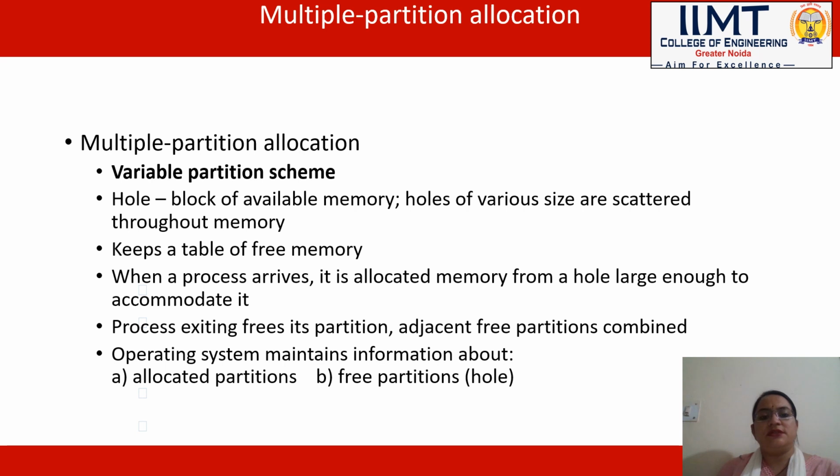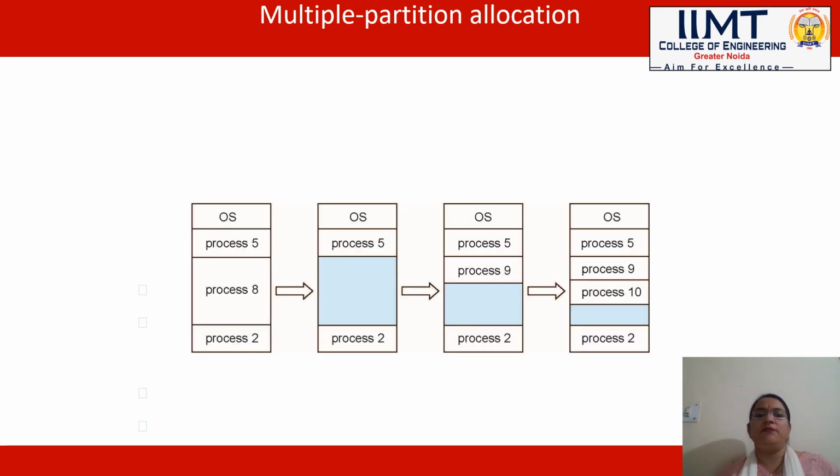Multiple partition allocation, variable partition scheme. The whole block of available memory has holes of various sizes scattered throughout memory. The operating system keeps a table of free memory. When a process arrives, it is allocated memory from a hole large enough to accommodate it. A process exiting frees its partition, and adjacent free partitions are combined. The operating system maintains information about allocated partitions and free partitions. In this diagram, multiple partition allocation to the process.